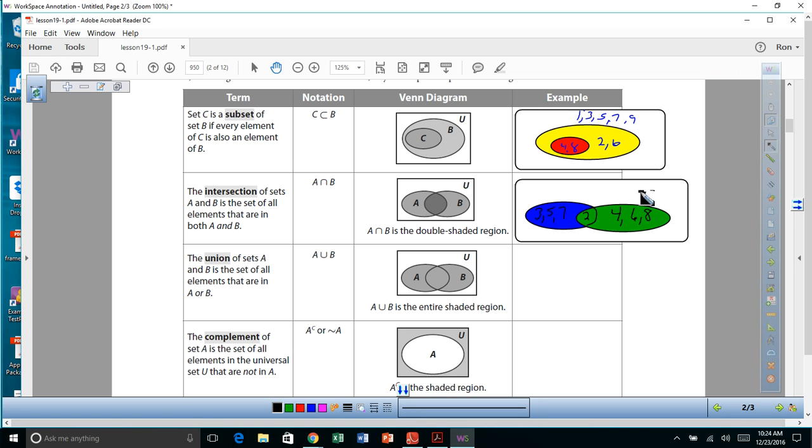Now, what about in the universal set? 1 is not included in either. 2, 3, 4, 5, 6, 7, 8, and 9. Okay, so 1 and 9 were left out. They're the only things in the universal set that were not in the others. Okay, good.